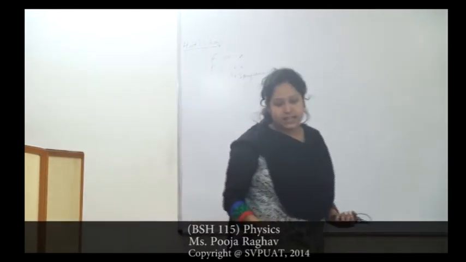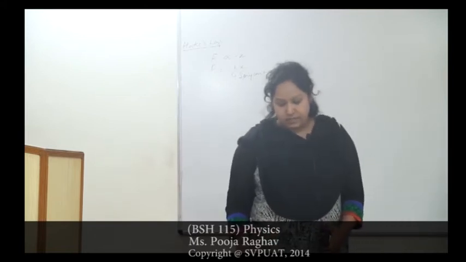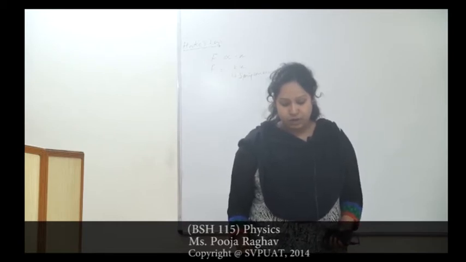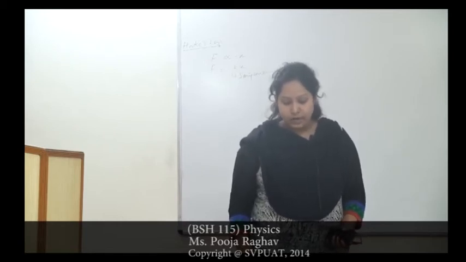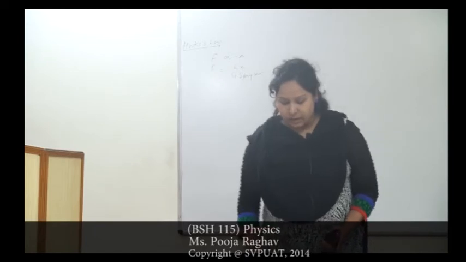Next we take the example problem. The length of a steel wire increased by 0.5 centimeter when it is loaded with a weight of 5 kg. Calculate the force constant of the wire and work done in stretching the wire. Take g equals 10 meter per second squared.